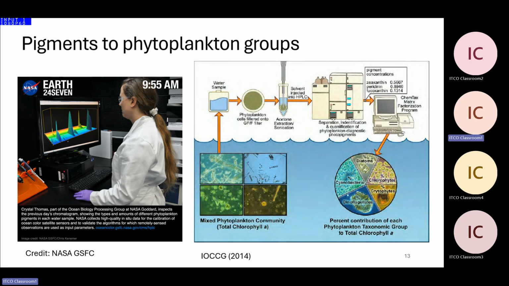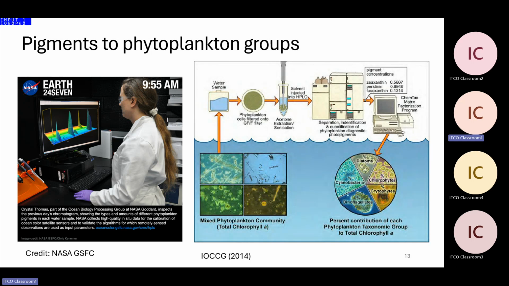Were you wondering why it says 9:55 a.m. on there? Seems a bit weird. NASA was running this, our science goes 24 hours a day. So at 9:55 a.m. on that particular day, Crystal was running HPLC analysis. So anyhow, shout out to Crystal. The data they make in their lab is fantastic.